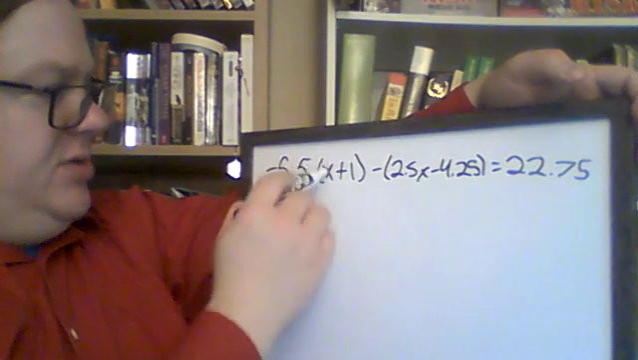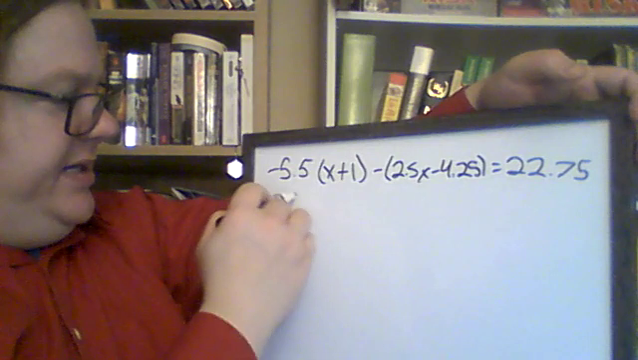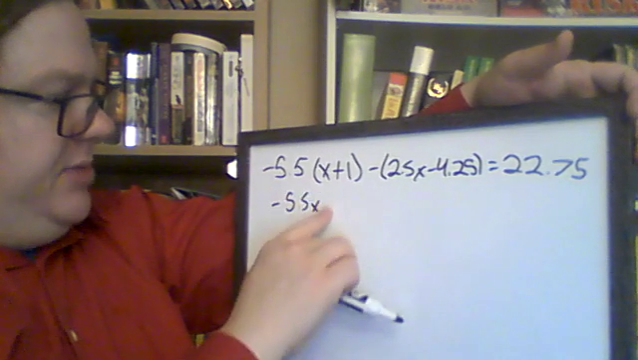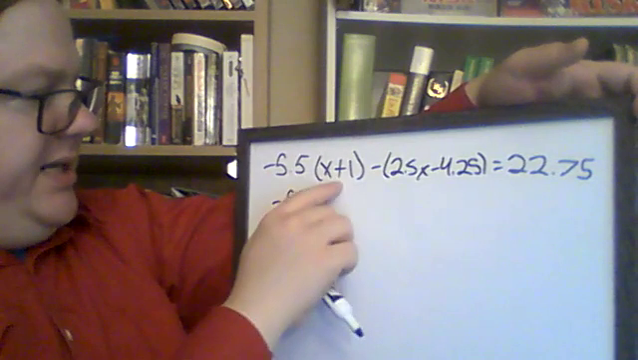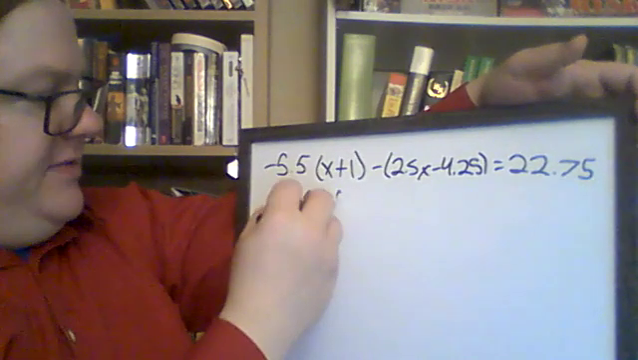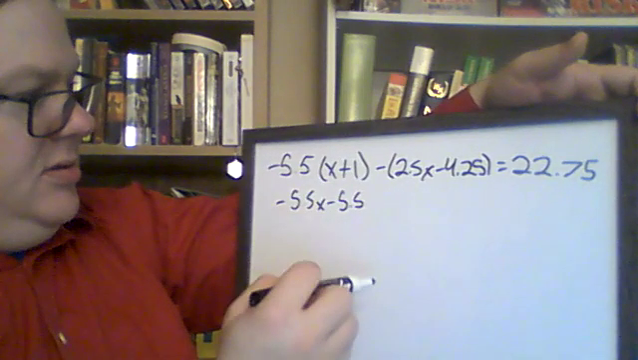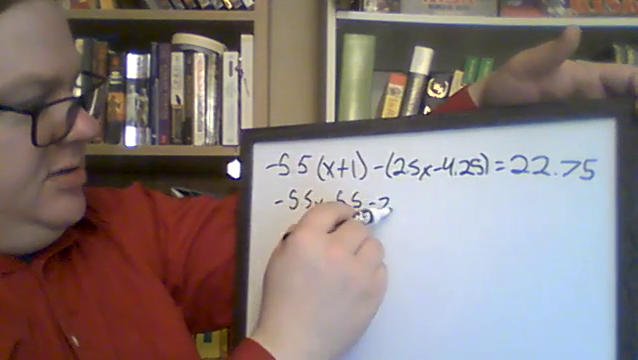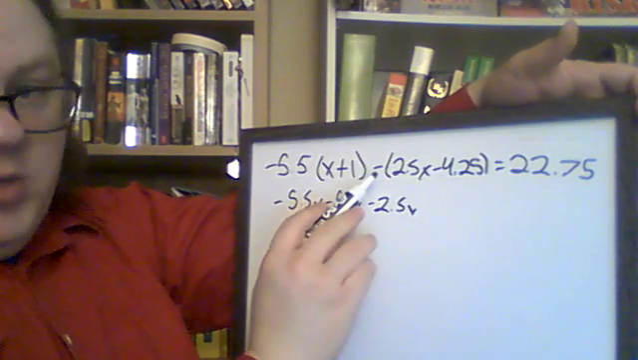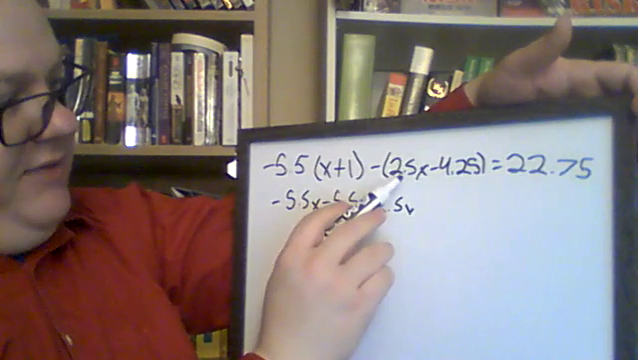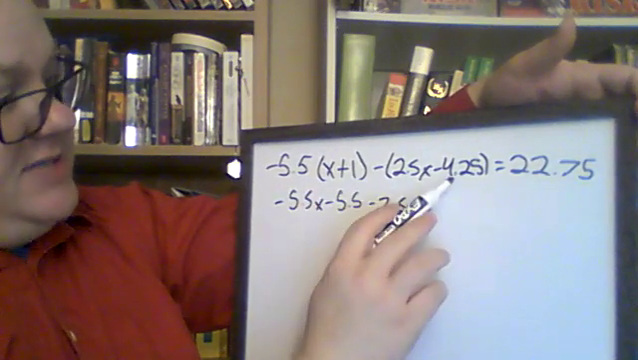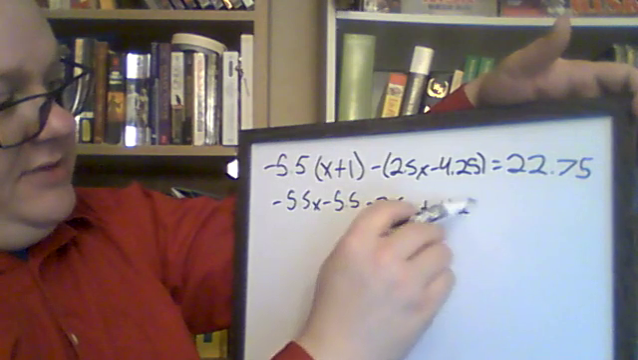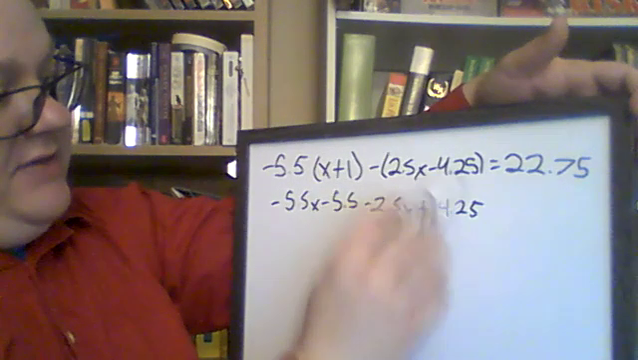First I want to distribute this. So I get negative 5.5x plus, no, not plus, minus, because it's a negative. Minus 5.5 minus 2.5x, because I'm multiplying this negative by this 2.5, and then this negative times this negative 4.25 actually equals positive 4.25. Remember, a negative times a negative equals a positive.